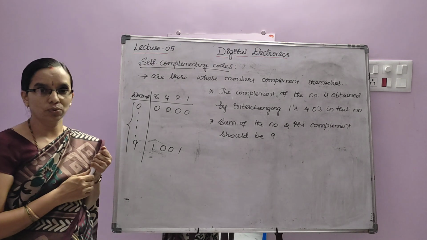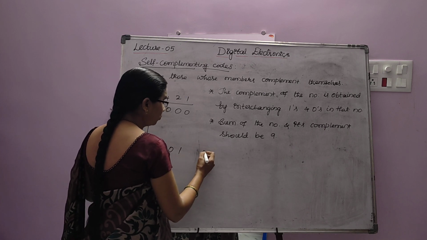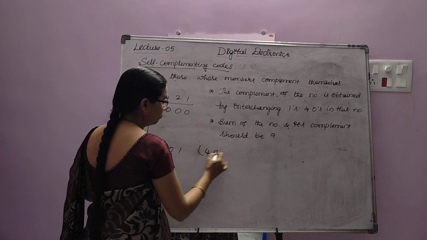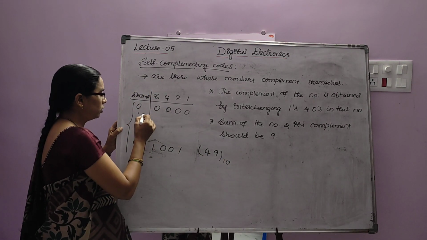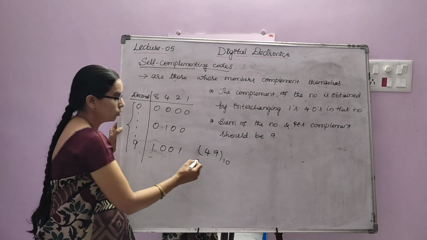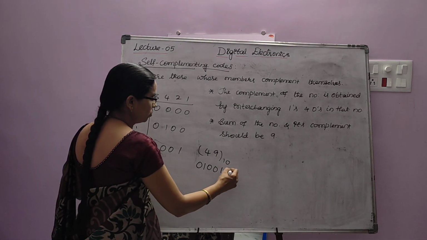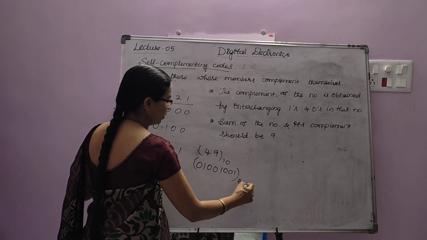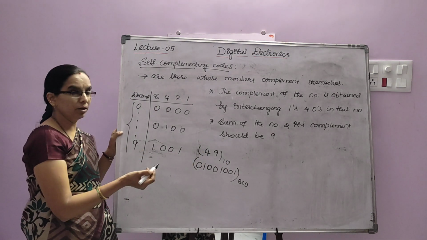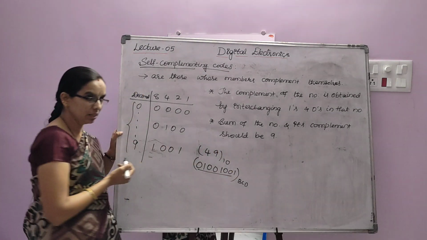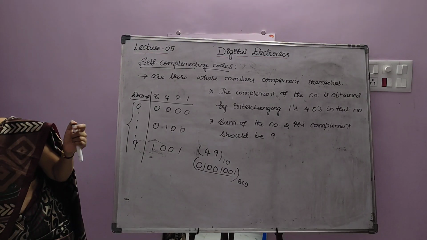What we have learned in BCD: how to convert 49 of decimal into BCD. For 4, it is 0100. So I will represent 4 using 0100 and 9 using 1001. This is the BCD equivalent of 49. Right? So likewise, any number in decimal can be represented using the 8421 BCD code. That is one digital code we have learnt.